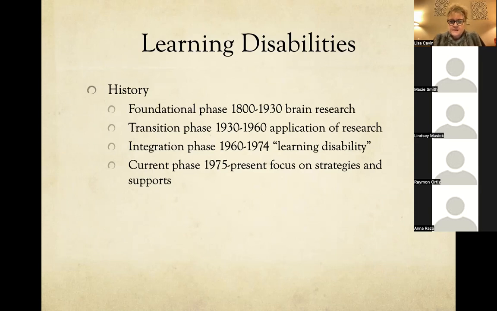And then the current phase actually began formally in 1975 when special education came into existence, and we began identifying students as having learning disabilities and serving them in public school settings in 1975. And then focusing on strategies and supports that we could give those students to help make learning more approachable for those students.